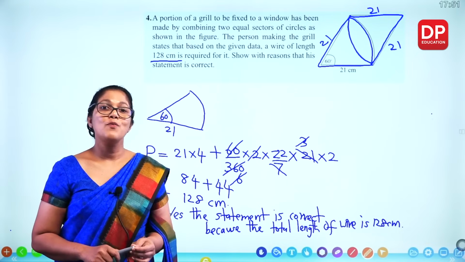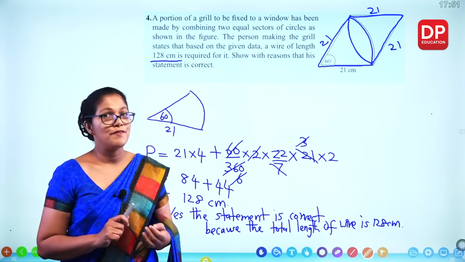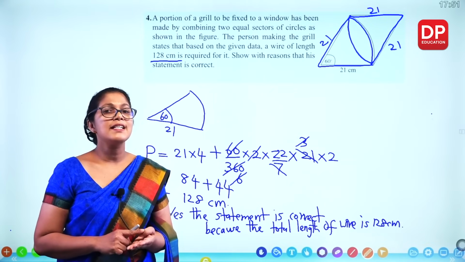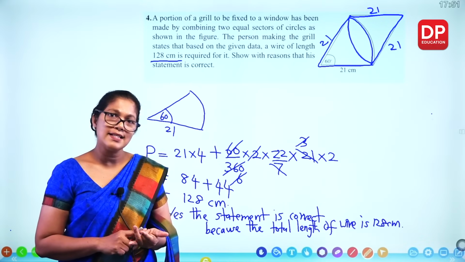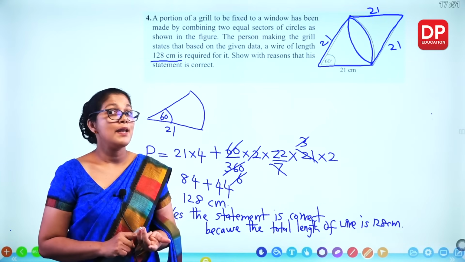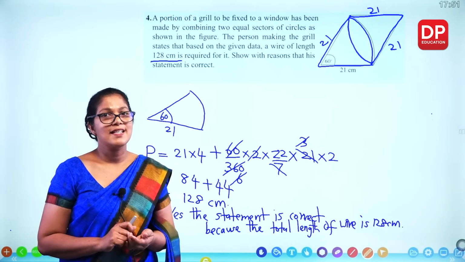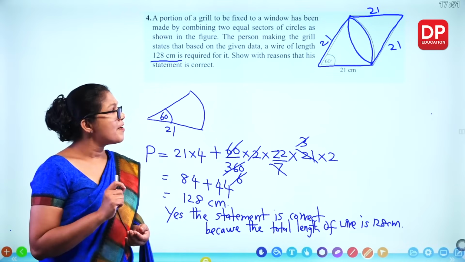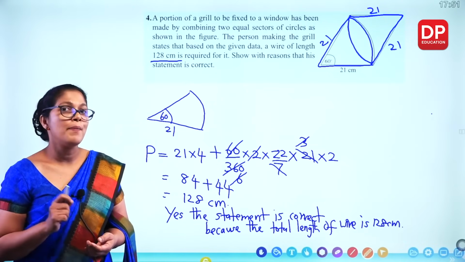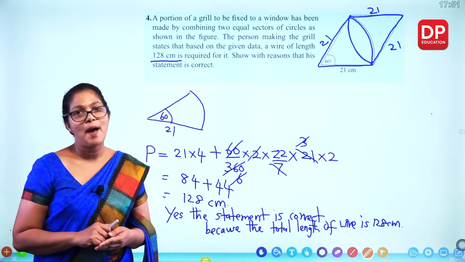So in this lesson we covered perimeter of different shapes like rectangles, squares, triangles, circles, and mainly sectors. And you can memorize these formulae and apply these in real life applications.